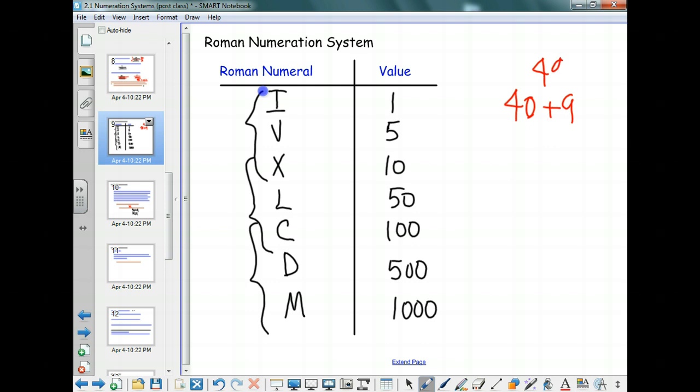The number 49 is 40 plus 9. So if you did the number 40, how would we get the number 40? XL. And then how would you get the number 9? IX.